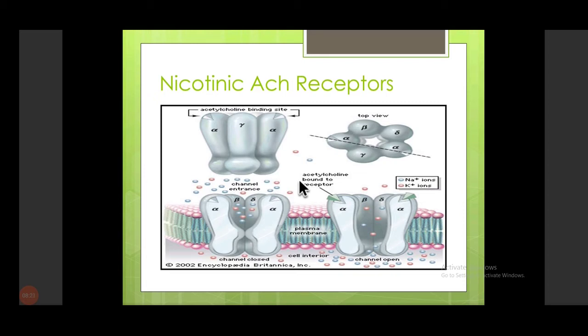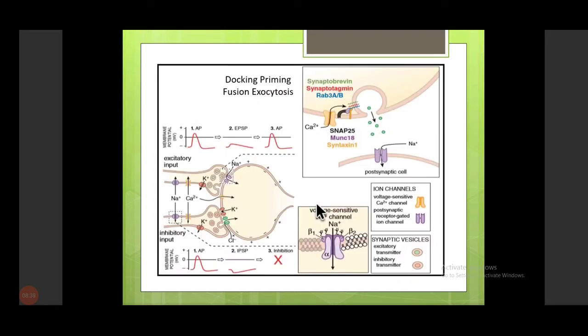More sodium is present on the outside as compared to the inside. Sodium would then enter into the membrane. Thereby, when the inside of the membrane becomes more positive, it becomes depolarized, and subsequent conduction occurs.